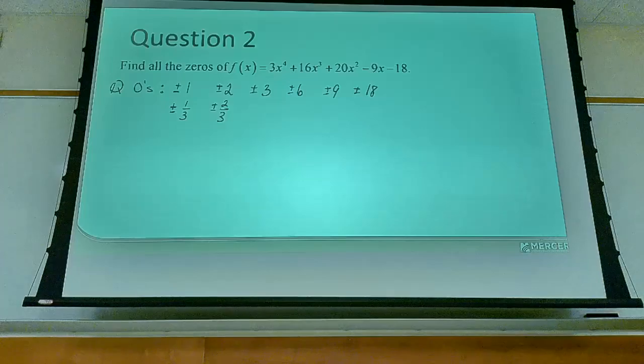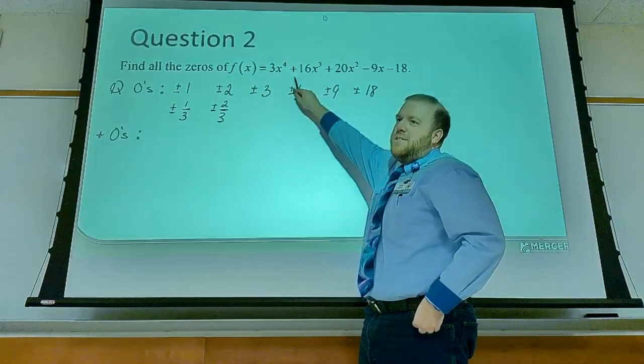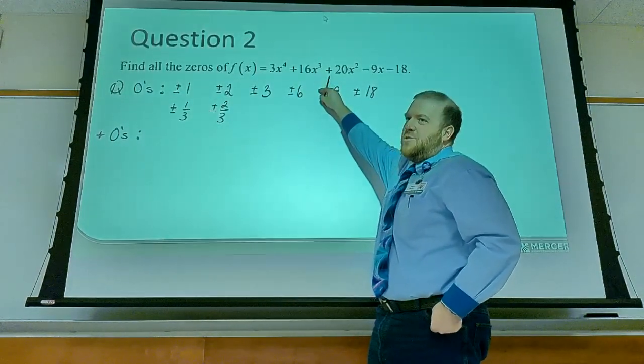Determine how many positive zeros we're going to have. So look in f of x and count your sign changes. Positive to positive, that's not a sign change, right? To positive, still not changing signs. To negative, there's a sign change. Back to negative, that's not a sign change. You have one sign change, right? That means you have one positive zero.